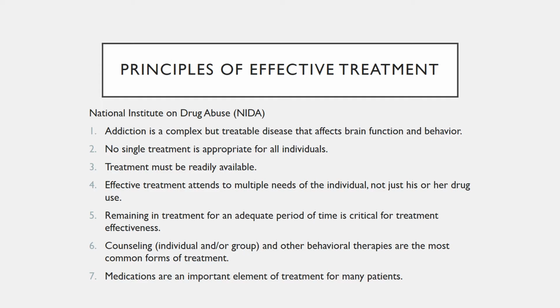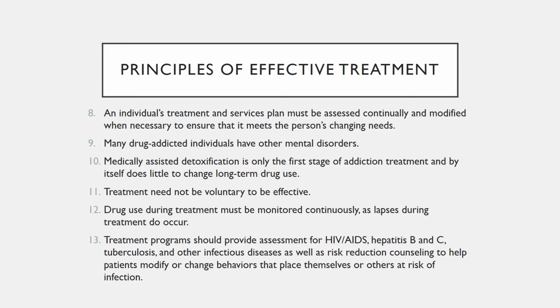And number 7 is that medications are an important element of treatment for many patients, especially when they're combined with behavioral therapies. So this can be things like methadone or Suboxone or nicotine replacement products. All of those can be really important in providing a comprehensive treatment for an individual to help them gain sobriety.